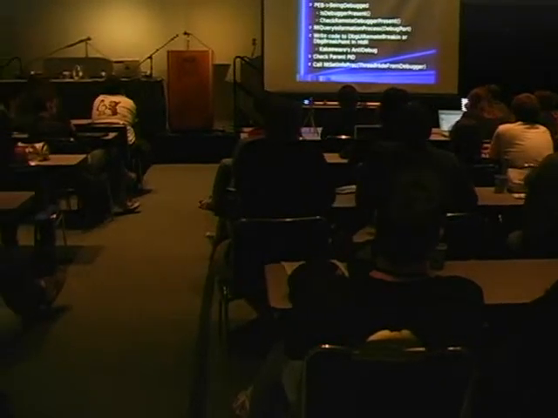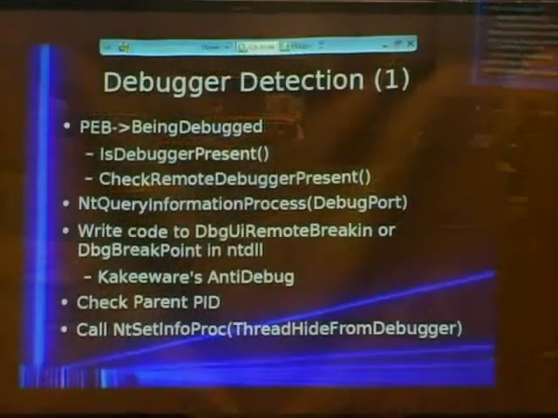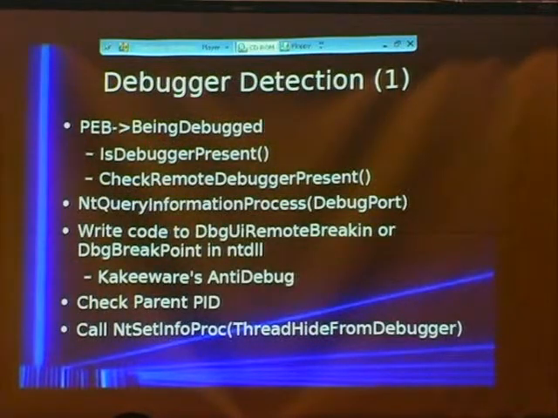Query information process is a system call. You query with a debug port property, and if it's non-zero, then you've got a debugger attached to that process. Otherwise, you don't.